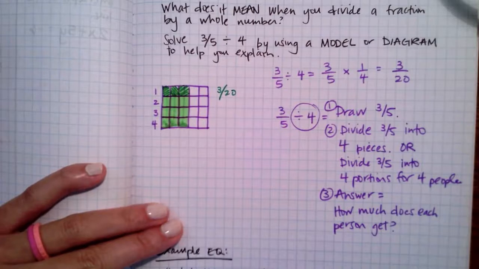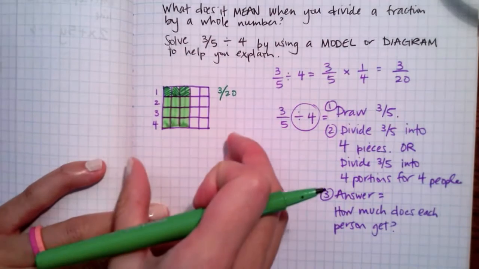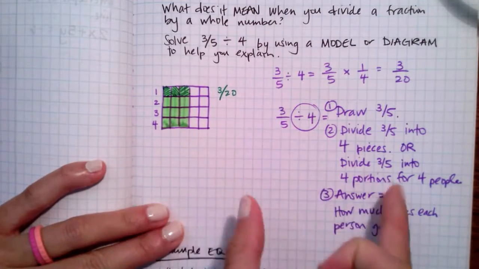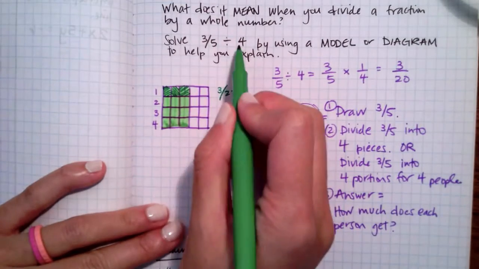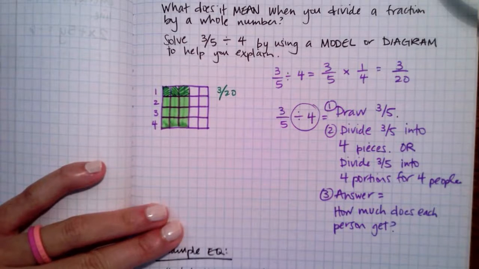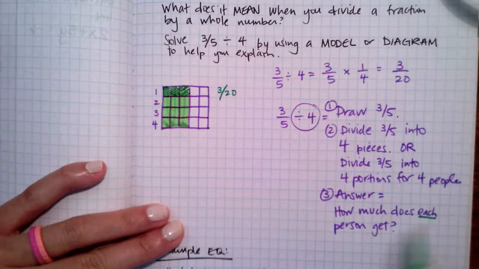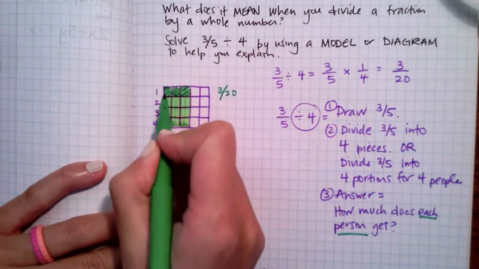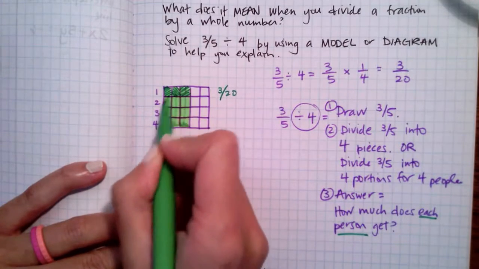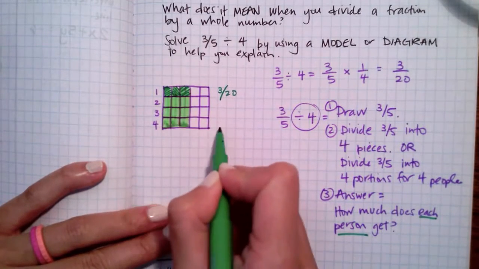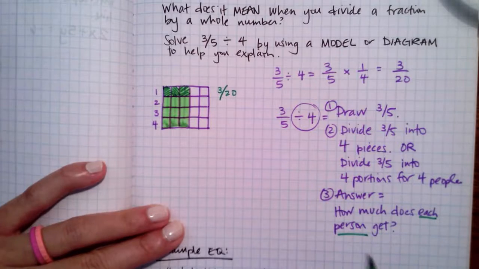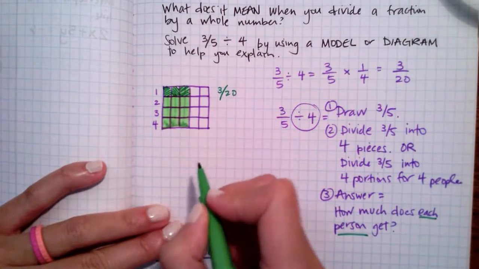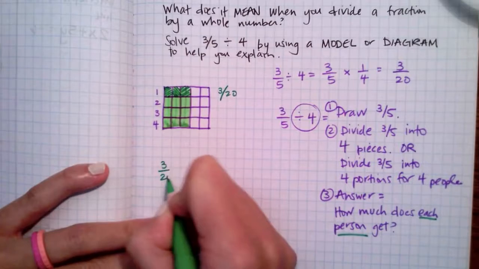So that's what that question is asking you. When you divide a fraction by a whole number, you're taking a fraction and dividing it amongst that many people. This is divided by 4, so that's 4 people. The answer tells you how much each person gets. Each person is each of these rows, so each person gets 3 out of the total number of small pieces, 20. So each person gets 3/20ths.